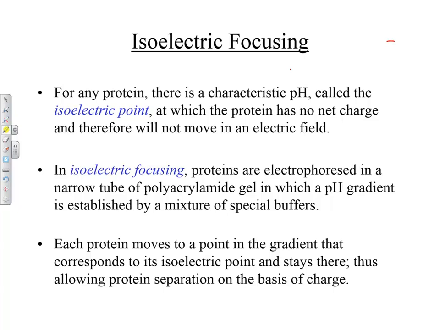So if you have an electric field, if the protein gets to the region where the charge on it is the same as the charge on the surroundings, it's not going to move anymore. So in isoelectric focusing, proteins are electrophoresed in a narrow tube of polyacrylamide gel in which you have established a pH gradient by a mixture of special buffers. Each protein will move to a point in the gradient that corresponds to its isoelectric point, where the surrounding pH matches the charge on it, and it will stay there, thus allowing protein separation on the basis of charge.